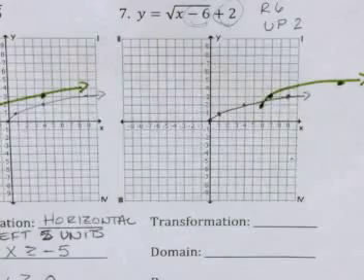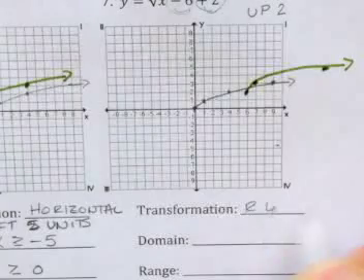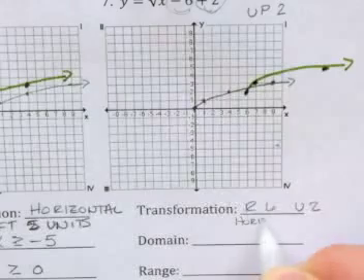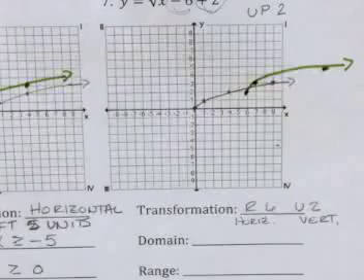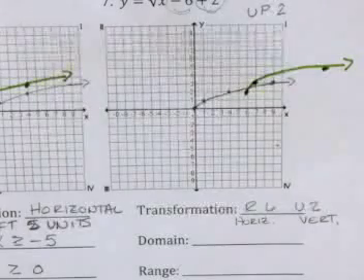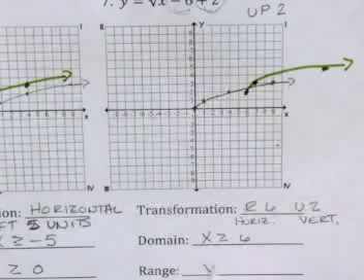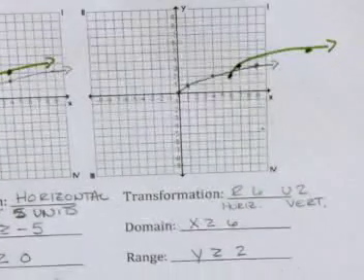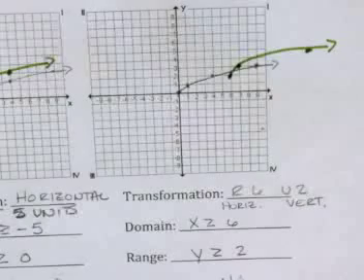So let's answer some questions. The transformation was right 6 and up 2. So both horizontal and vertical. I have to change my domain because I shifted horizontally. So now x is greater than or equal to 6. And my range is going to be y is greater than or equal to 2 because I did also shift vertically. I'll notice just by looking at the graph that I have no x-intercept and no y-intercept.